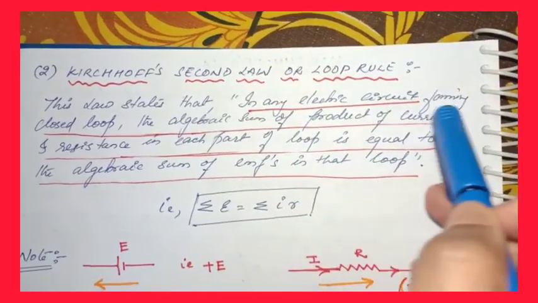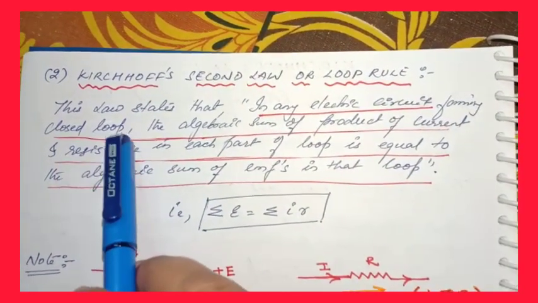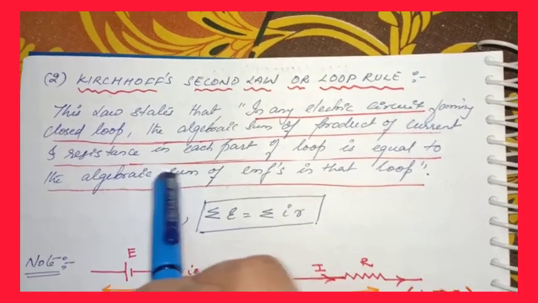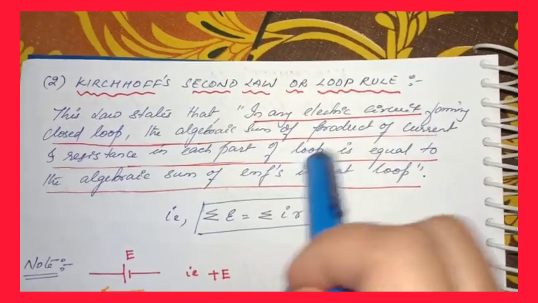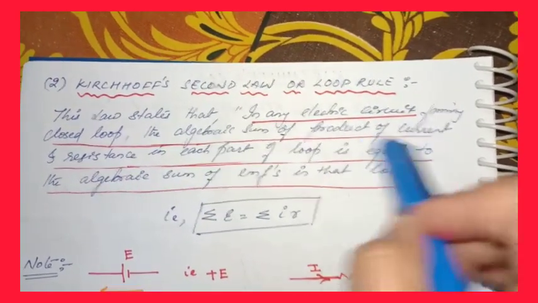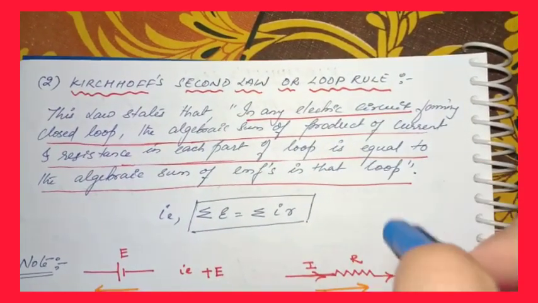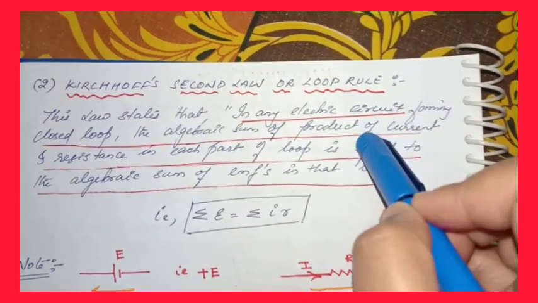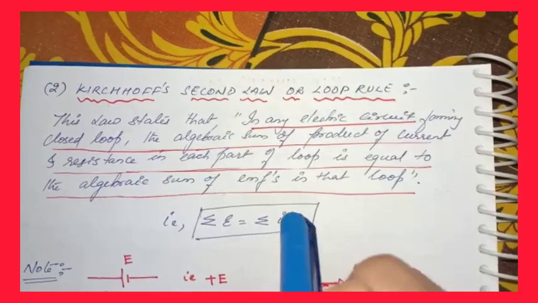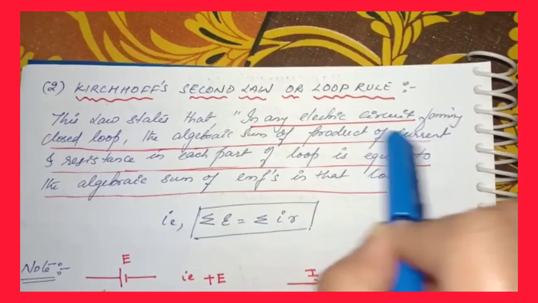So in any electrical circuit forming a closed loop, the algebraic sum of the product of current and resistance in each part of the loop is equal to the algebraic sum of EMFs in that loop. For example, if I take a circuit, there are many cells in the circuit, then the total EMF due to the cells should be equal to the product of current and resistance in that circuit.